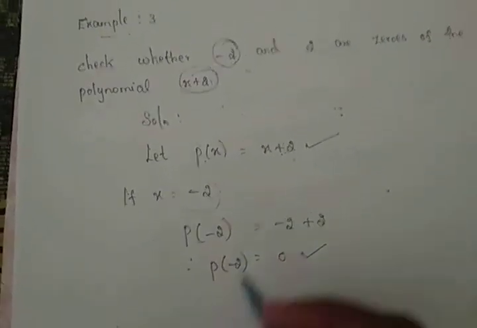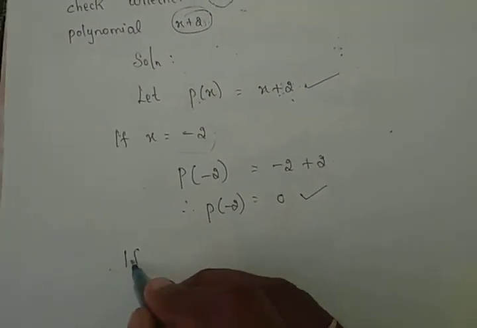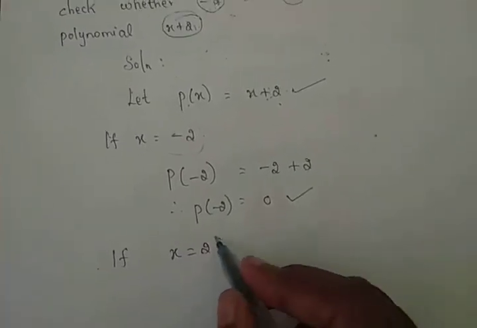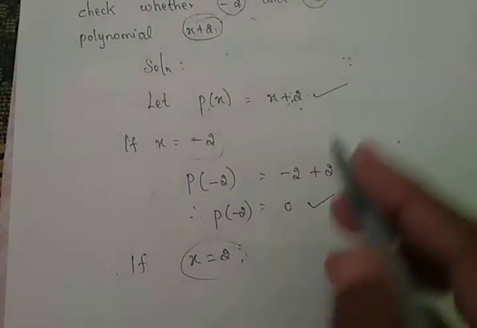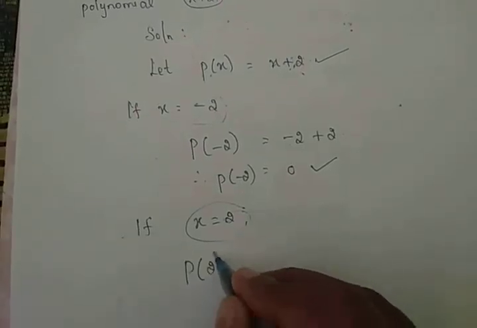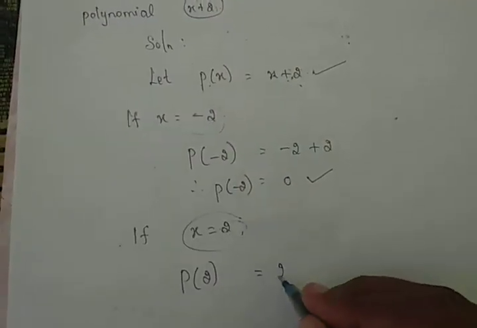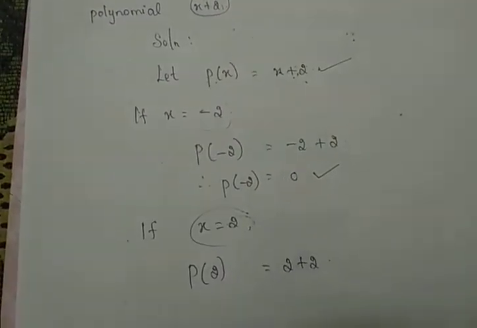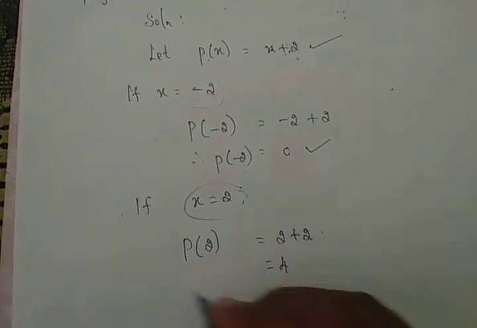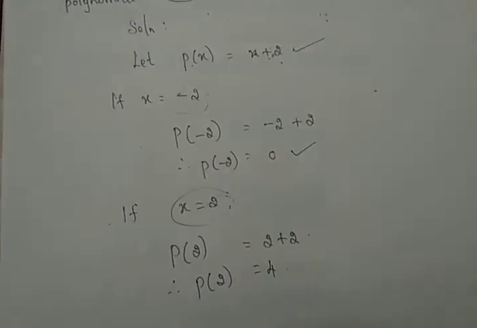The next 0 is 2. So let us take x equal to 2. This is the second 0. Then apply x equal to 2 in this polynomial. On the left hand side, p of 2 equal to 2 plus 2. 2 plus 2 means we will get the answer 4. Therefore, p of 2 equal to 4.